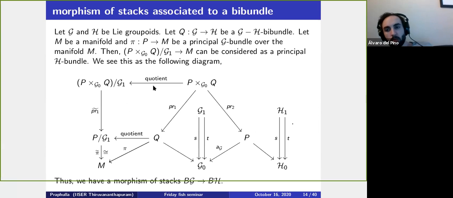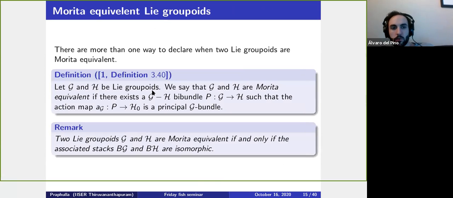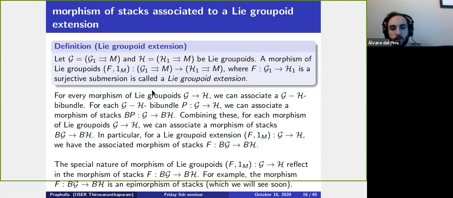Now, this maybe I'll say later. So now we have associated a Morrison stack for a Morrison Lie group points. Now the first question is, what happens if you take a specific Morrison Lie group points? If you start with a Lie group point extension, what can you say about the associated Morrison stacks? A Lie group point extension is a Morrison Lie group points where the base map is the identity map and the map at the level of morphisms is a surjective submersion. So the question is, what can you say about the associated morphism of stacks BG to BH?